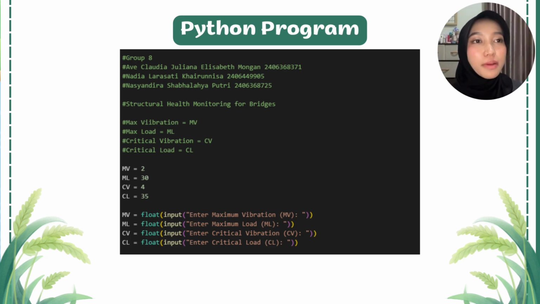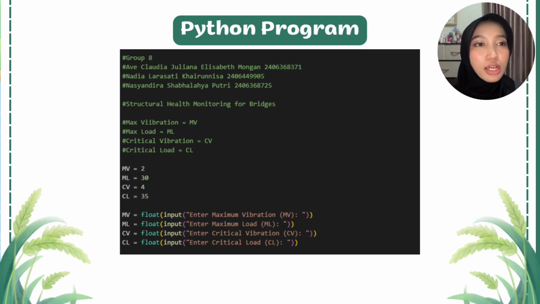We present a simple Python program designed for structural health monitoring for bridges. The goal of this program is to input and monitor key parameters, that is maximum vibration, maximum load, critical vibration, critical load. We initialize default values for testing purposes: MV is 2, ML is 30, CV is 4, and CL is 35.